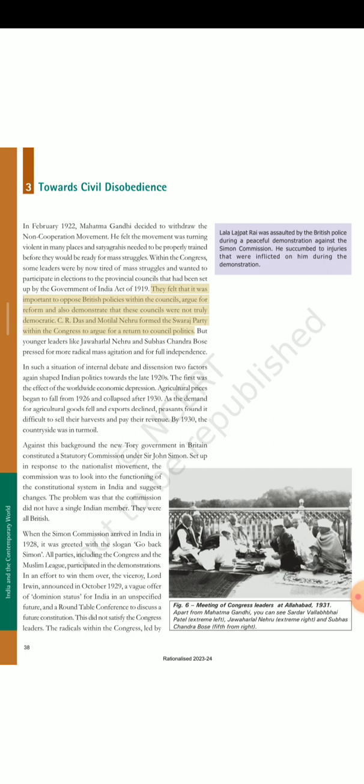C. R. Das and Motilal Nehru formed the Swaraj Party within the Congress to argue for a return to council politics. But younger leaders like Jawaharlal Nehru and Subhas Chandra Bose pressed for more radical mass agitation and for full independence. In such a situation of internal debate and dissension, two factors again shaped Indian politics towards the late 1920s.